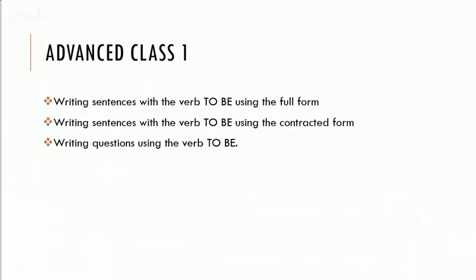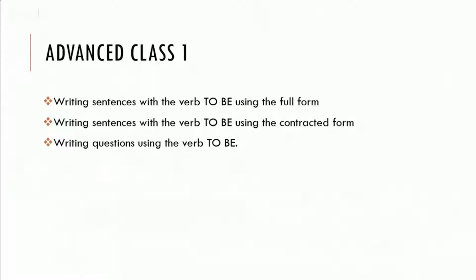We're going to be writing sentences with the verb to be using the full form. This is something that we know how to do, but we're going to practice with writing the sentences. If you were in the beginner class on Saturday, we looked at a little bit of verb to be exercises, so it'll be good to practice them today again, just writing the whole sentence. Then we're going to write sentences with the verb to be using the contracted form.